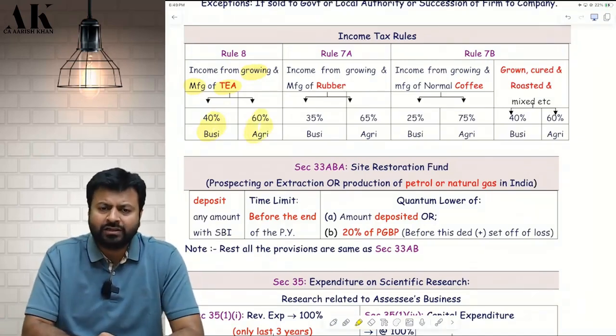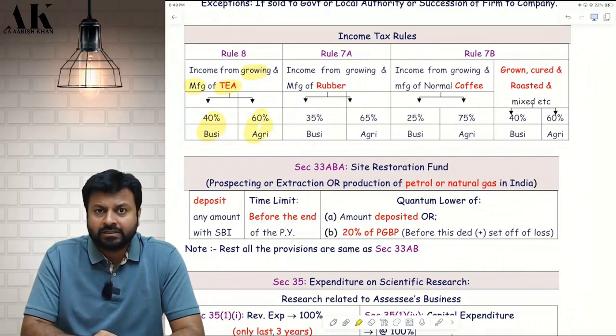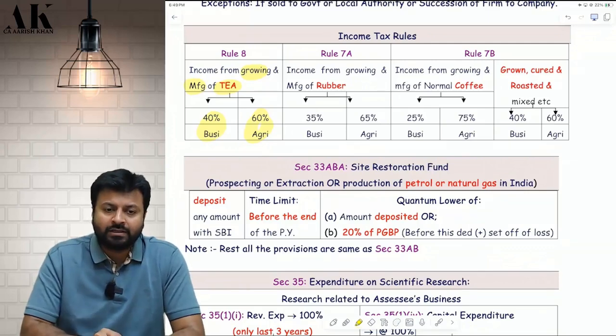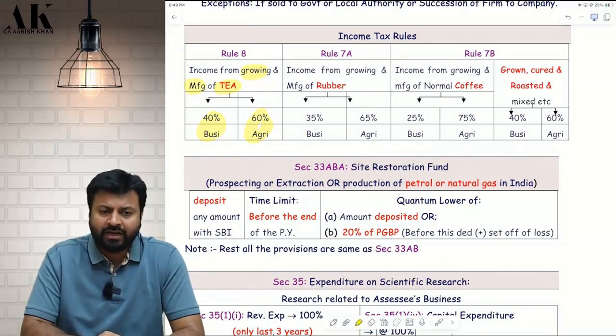Have you learned that or not in CA Inter? Yes, even in CA Final, this is very important. We have done that earlier also while discussing the definition of WDV, right? Yes or no?